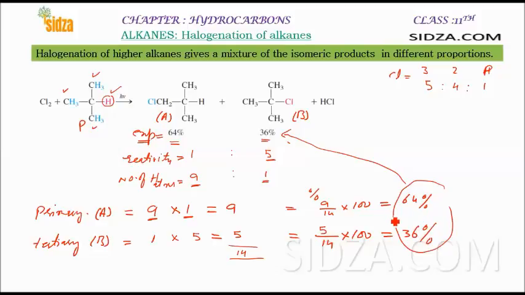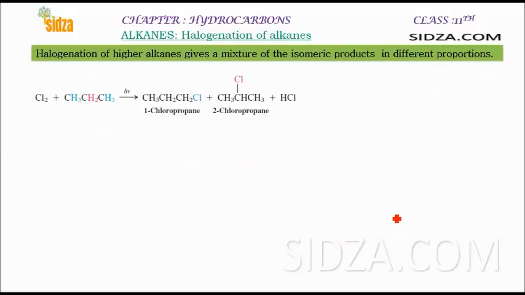Let's take one more example to find the percentage. From this molecule you can see we have a primary hydrogen and a secondary hydrogen. We get 2 products: from the primary one you get this 1-chloro, and from the secondary one you get the 2-chloro. Now let's find the percentage. What percentage can we expect there?